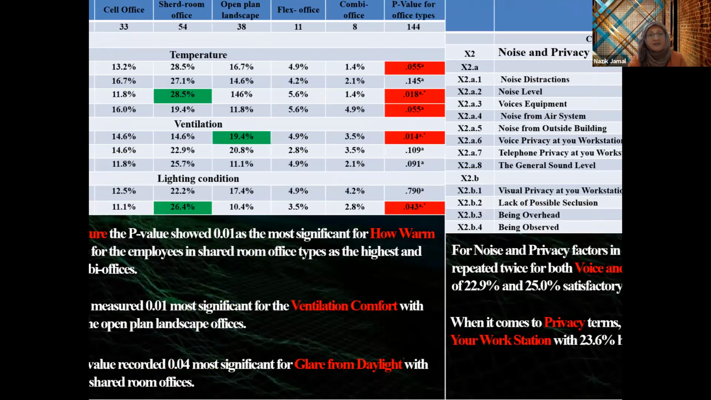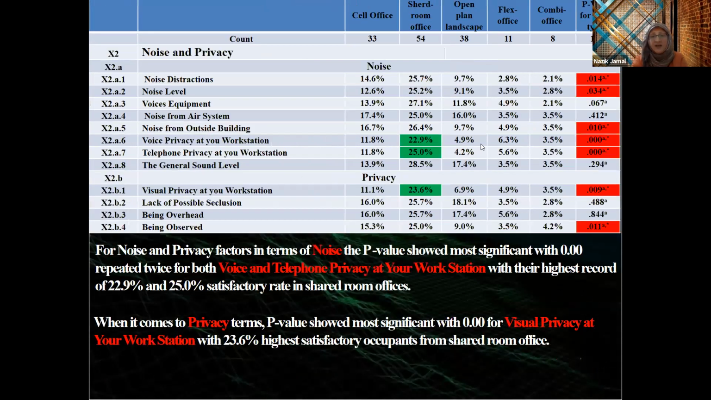For the noise and privacy, we can see we have multiple p-values, and the most significant is 0.00, which is repeated twice for both the voice privacy and telephone privacy at your workstation, with 22.9% and 25%, both in the shared office. And for the privacy, we have 0.00 also with the question visual privacy at your workstation, with 23.6% in the shared office.